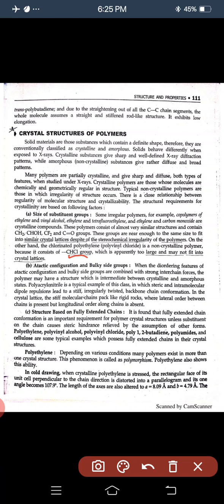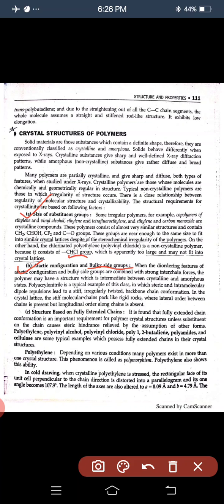Second is the atactic configuration and bulky groups. When the disordering feature of atactic configurations and bulky side groups are combined with strong interaction forces, the polymer may have a structure which is intermediate between crystalline and amorphous state. Polyacrylonitrile is a typical example of this class, in which steric and intermolecular dipole repulsion lead to a stiff, irregular twisted backbone chain conformation in the crystal lattice.